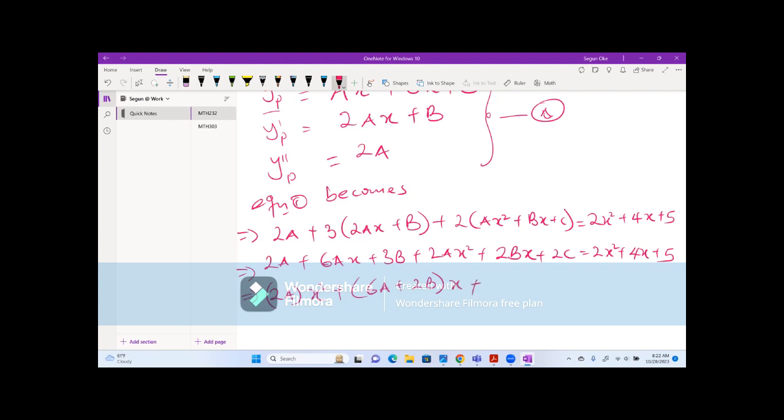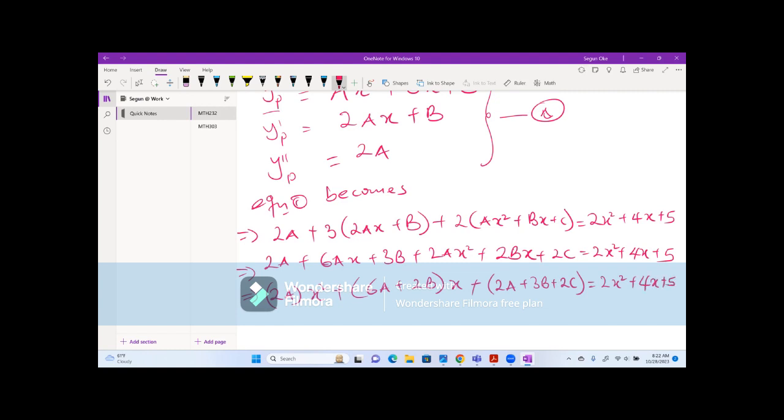Then let's look at the one without x, which is the constant: 2a plus 3b plus 2c. Everything equals 2x squared plus 4x plus 5.